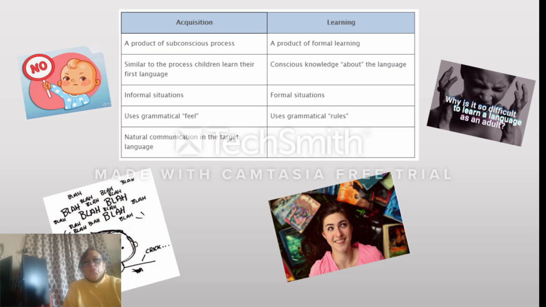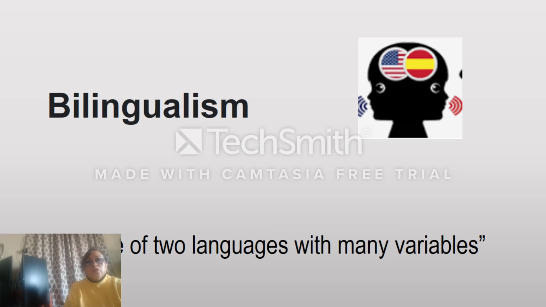On the other hand, we have learning. Learning is a product of formal learning, conscious knowledge about the language in formal situations, and it uses grammatical rules. It's a process. It's not easy, but it's possible. We have to take advantage of many theories to get this learning success. Based on this scope, we understand bilingualism as the handling of two languages with many variables.